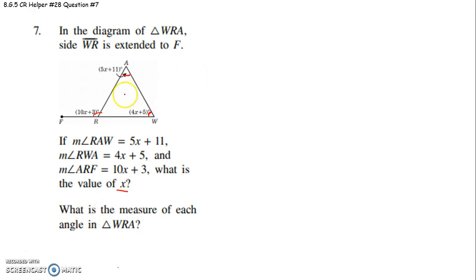Okay, so here's what you need to know. If you add these two interior angles, you'll get this exterior angle. So if we do 5x plus 11 plus 4x plus 5, if we add the two interior angles, you get that exterior angle. You learned about that when you were doing your unit involving angles and triangles.